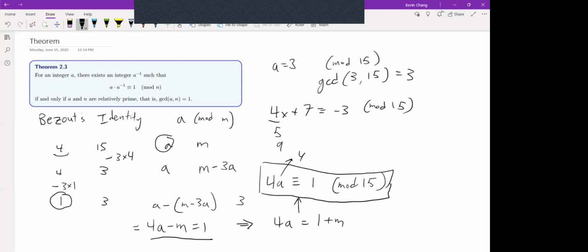So this method is known as the extended Euclidean algorithm. And in case you didn't fully understand it right now, I'm sure there are a ton of videos and explanations online on how this works.